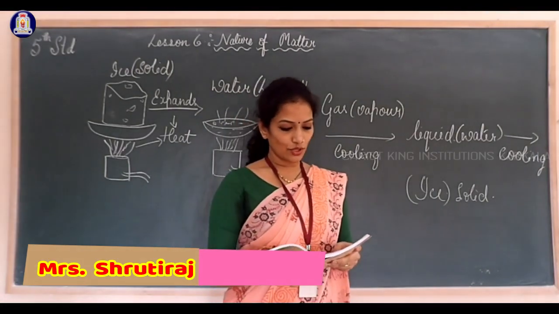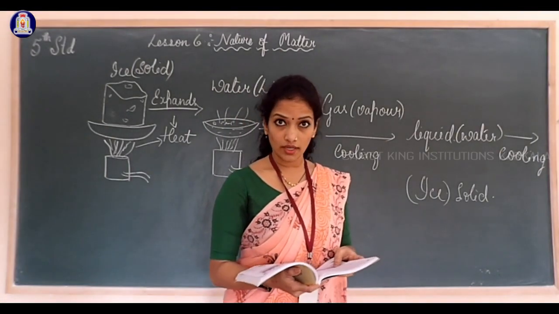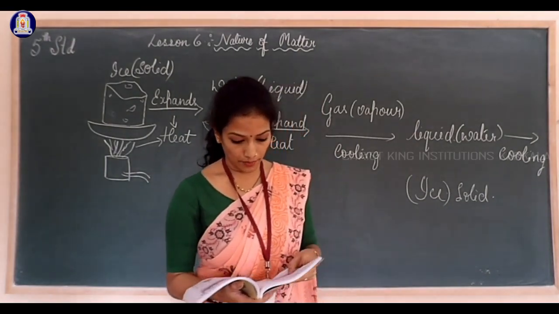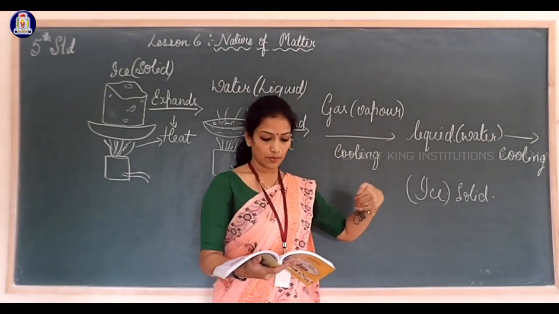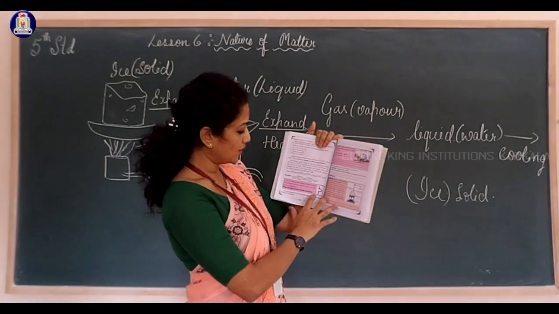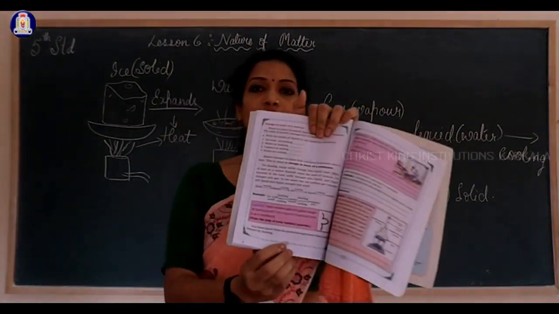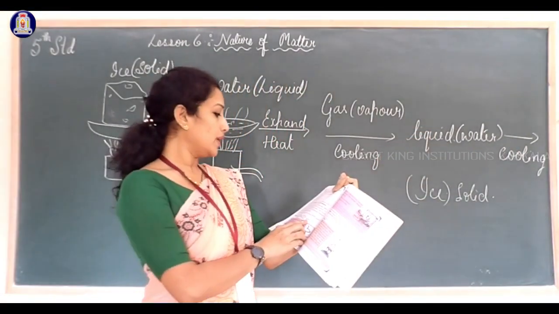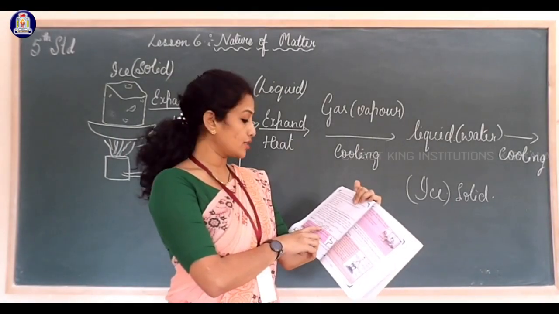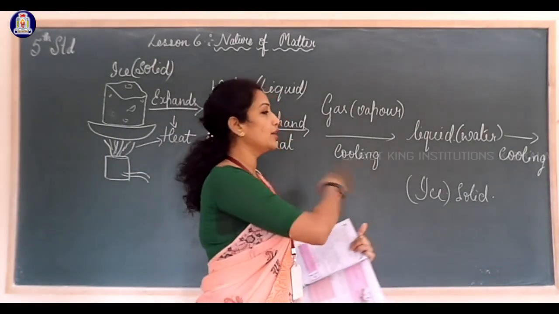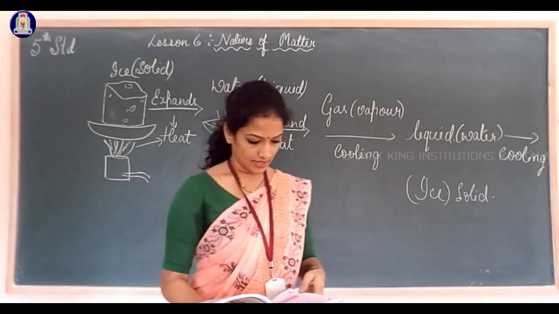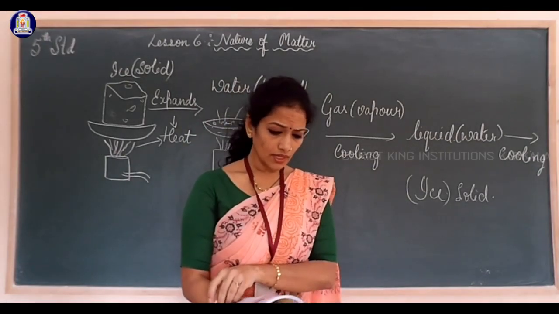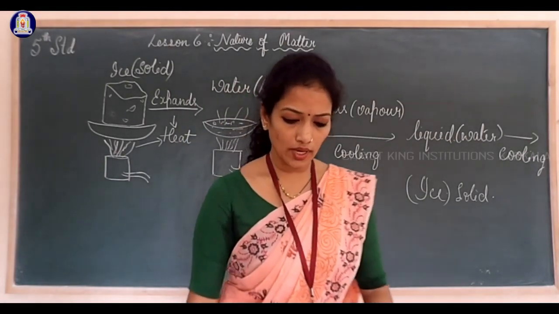Ice cube, as I told you, on heating turns to water. On heating, again it turns to vapor, and from vapor it has come to the reverse process. You can see here in page number 146. From vapor, on cooling it has turned to liquid again, and from liquid again to the solid state. Okay. Next, a few more examples.